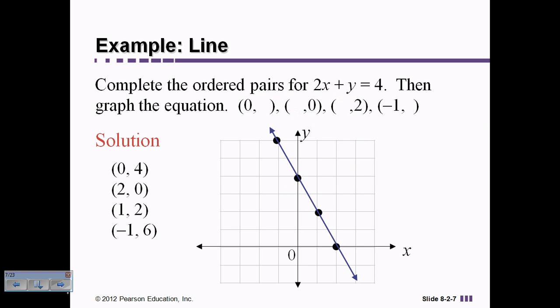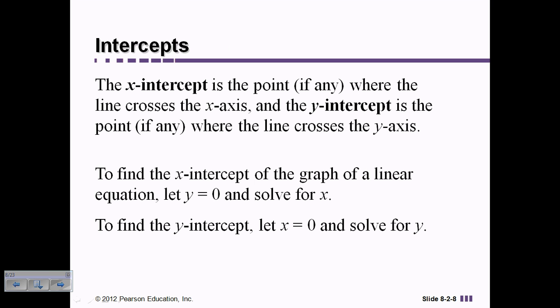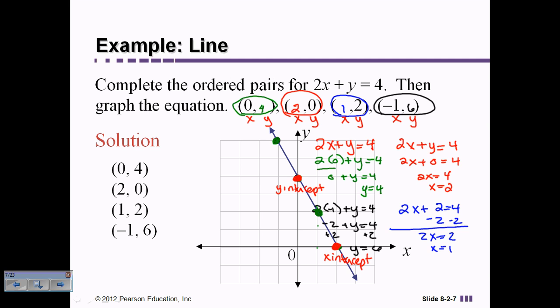So what we're saying here is that to find the x-intercept, we're going to set y equal to 0 and solve for x. And to find the y-intercept, we're going to set x equal to 0. So again, let's go back a second and look at that example. The y-intercept is 0, 4. We set x equal to 0. The x-intercept was 2, 0. We set y equal to 0.